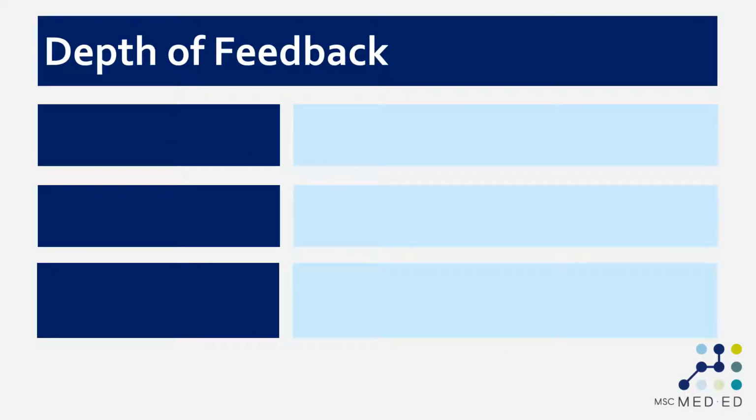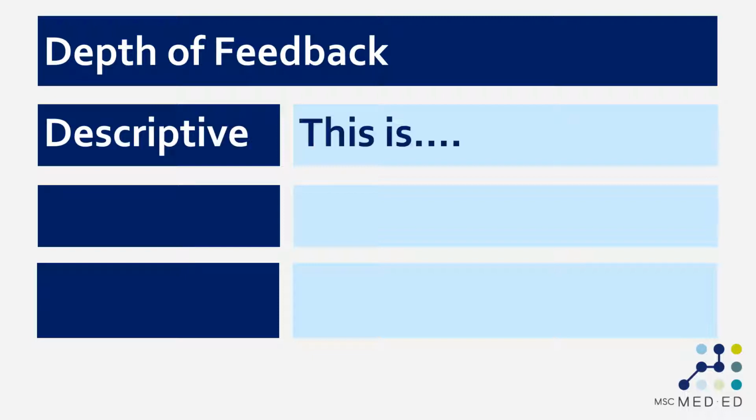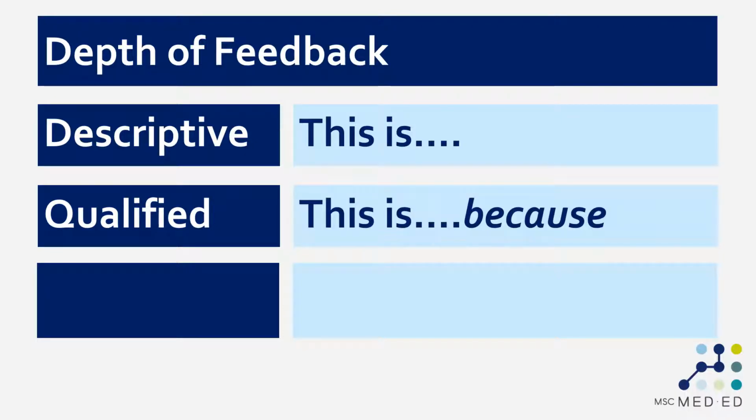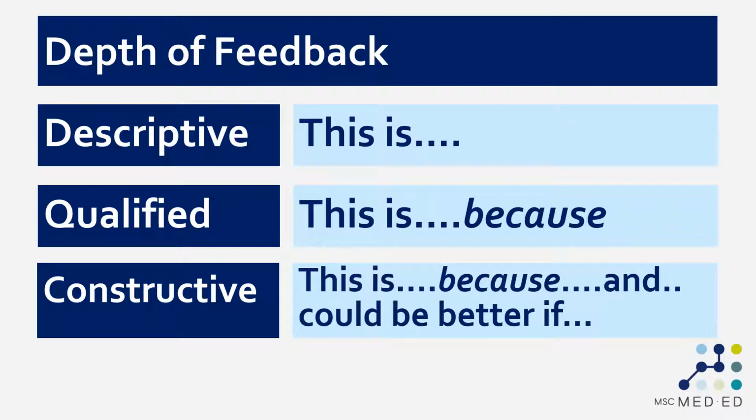We can break feedback down or classify feedback according to the depth of the feedback statement that's given to people. For example, we might give people feedback that's simply descriptive. This is good, this is bad, this is poor, this needs improvement. It's far better to give people feedback that is qualified. If we tell them something is good or bad, then we need to tell them why. This is good because it meets the learning outcomes. Better still is to give feedback that is constructive. This is good because it meets the learning outcomes, but it would be better if it did these additional things. If we can strive towards this third type of constructive feedback, then we're going a long way to giving people useful advice for the next time that they do something.